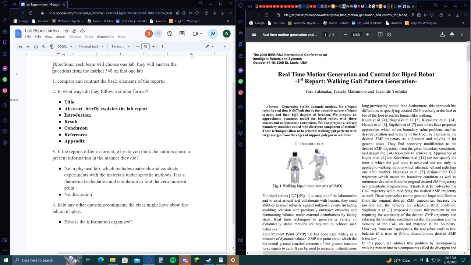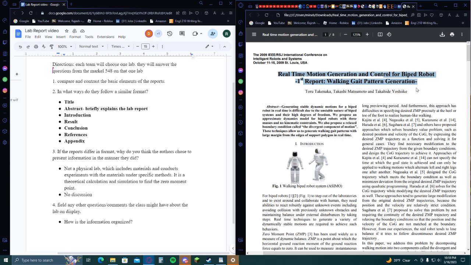So, the basic elements of a lab report consist of a title, an abstract, an introduction, materials and methods, results, discussions, conclusions, references, and the optional appendix and audience. For our first element, we have the title. The title's job is to be informative and to persuade the reader into reading. As you can see with our lab report, the title is very specific and draws the reader in.